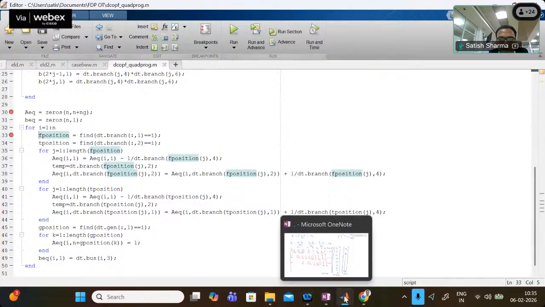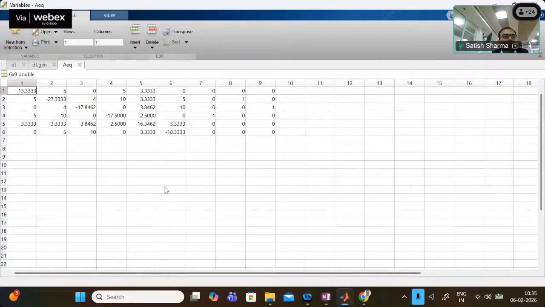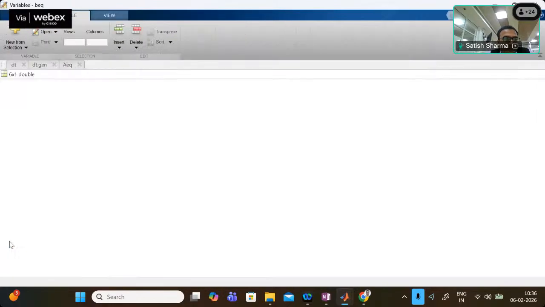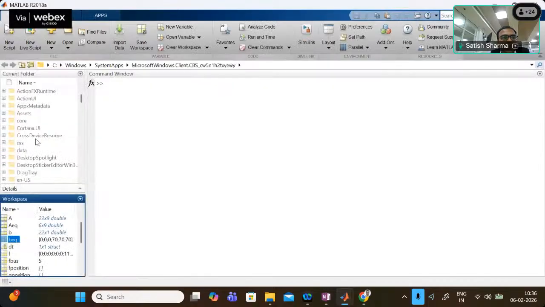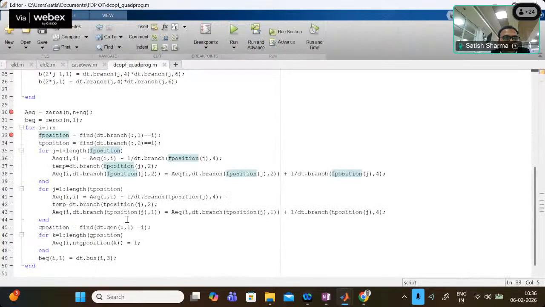Now let's see what AEQ has been built. You can see it is perfectly symmetric, and there is the second generator at the second node, the third generator at the third node, and the first generator is at the fourth bus. So we have placed those generators perfectly, and you can see the AEQ matrix has been built exactly as we wanted, and BEQ is also built with 0 0 and 7 0. Any doubts in this particular part, like how we are writing these codes? If you have any doubts, you can ask them.